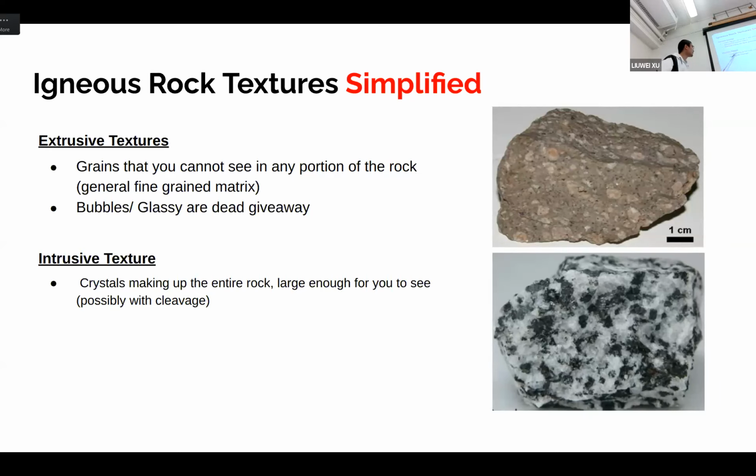For intrusive texture, the crystals making up the entire rock are large enough for you to see, and sometimes you can even see the cleavage on their surface. So for intrusive texture, you can put it under the light, and it will reflect the light at a certain angle, just like the cleavage.